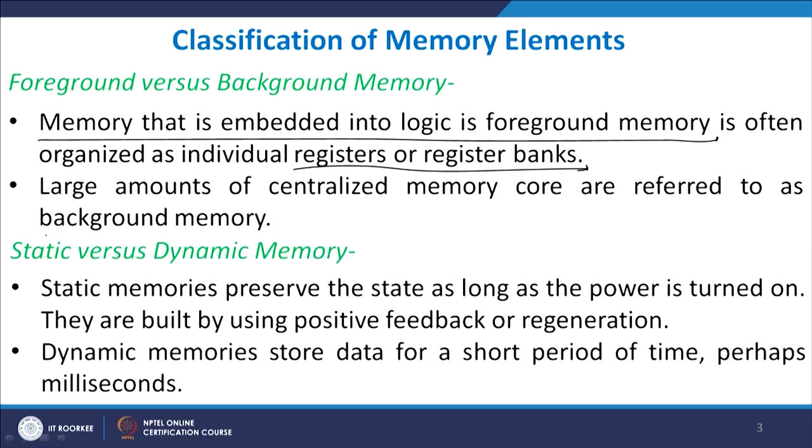For example, there are shift registers, and you can store data for a certain number of clock periods. If you are doing an 8-bit shift register, then you will be storing 8 bits of data over 8 clock periods, and so on and so forth. Whereas large centralized memories are referred to as background memory, for example static RAM, SRAM, static random access memory. Most of these are based on a 6T design. We will not go into details at this stage; we will do a separate module for that.